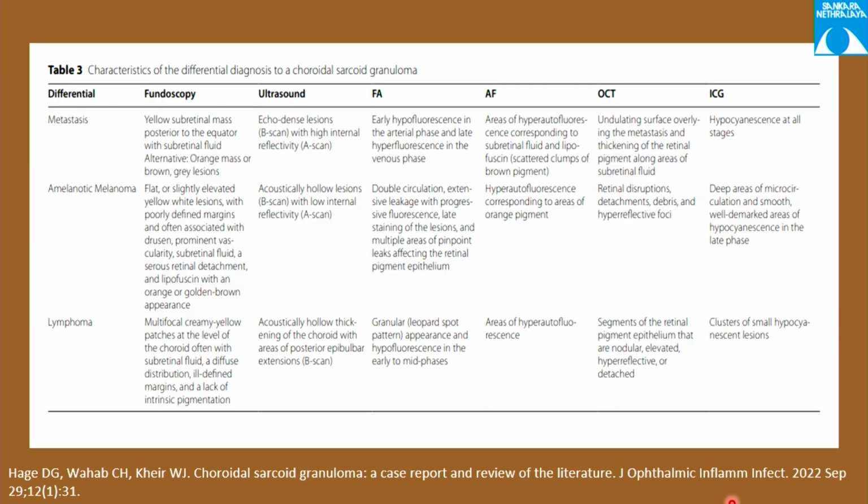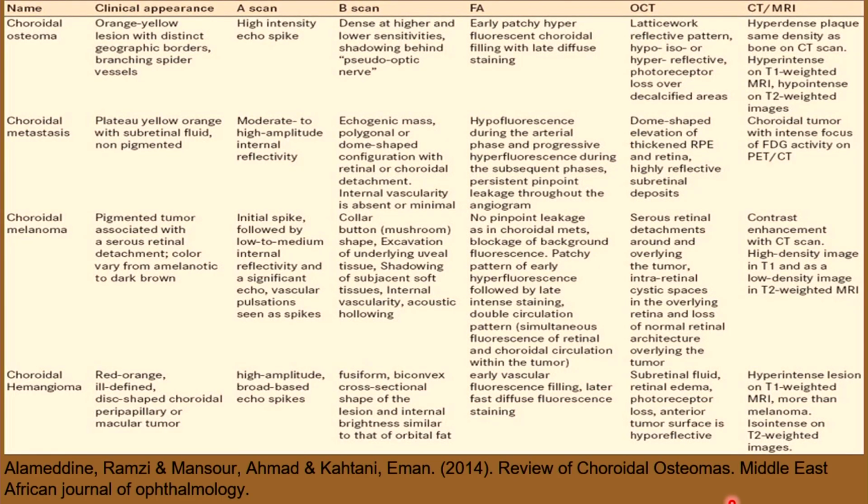Lymphomas, as ma'am has told, are multifocal creamy yellow patches seen at the level of the choroid, often with SRF. They have this granular appearance which is seen on FFA, and sometimes on OCT you have the segments of RPE that are nodular and they are elevated, hyperreflective and detached. So this is just a summary of all the benign lesions which we have seen. You can read it at your leisure.